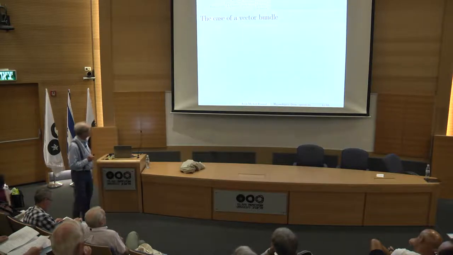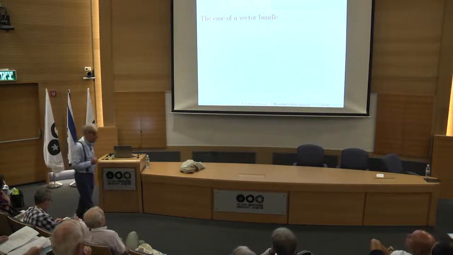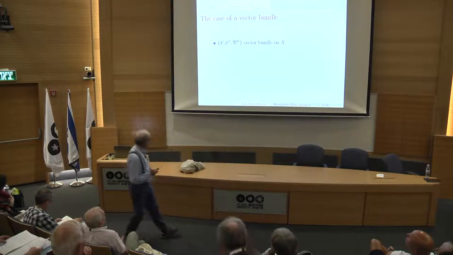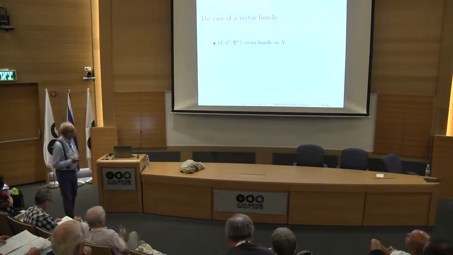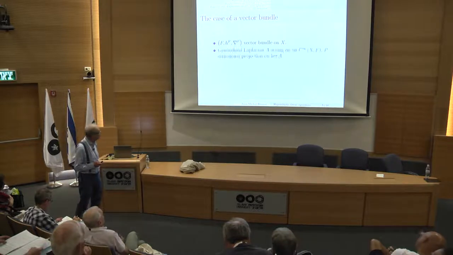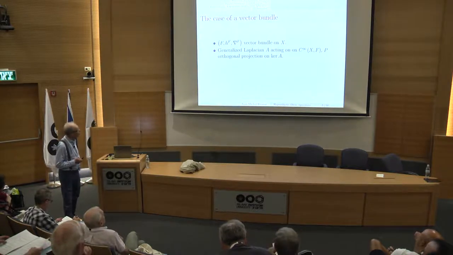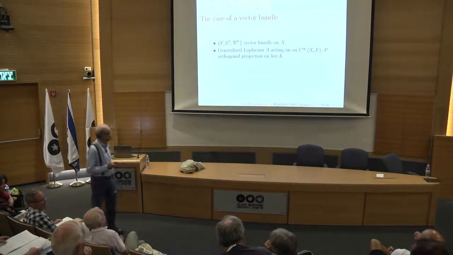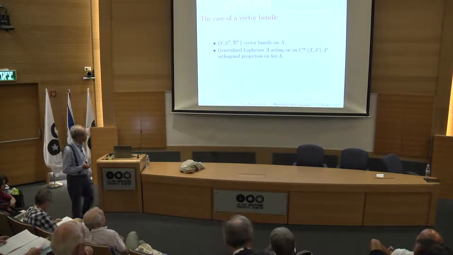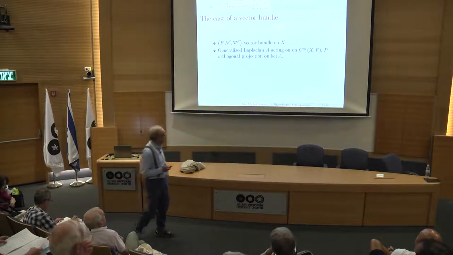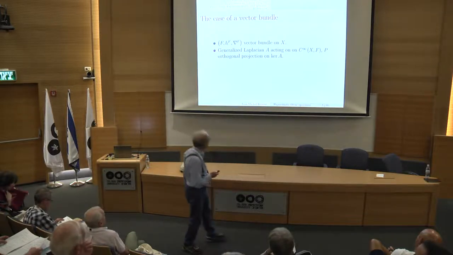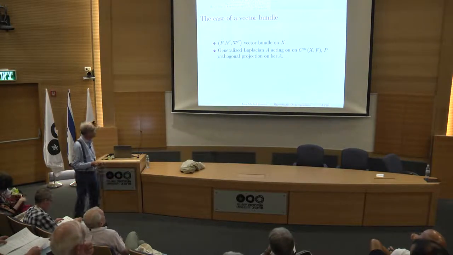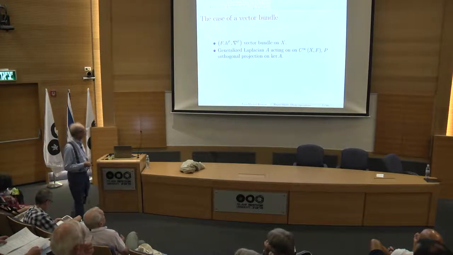So what I do now is just take the case of a vector bundle. That is, instead of looking at operators acting on functions, I will make them act on a vector bundle. So I give myself F to be a vector bundle with metric and connection. Unitary connections, yes, as the notation indicates. I give myself a generalized Laplacian, A, acting on the smooth sections of this vector bundle F. Bochner-like Laplacian, yes, but you could perturb it or whatever. And then you call P the orthogonal projection on the kernel of A.